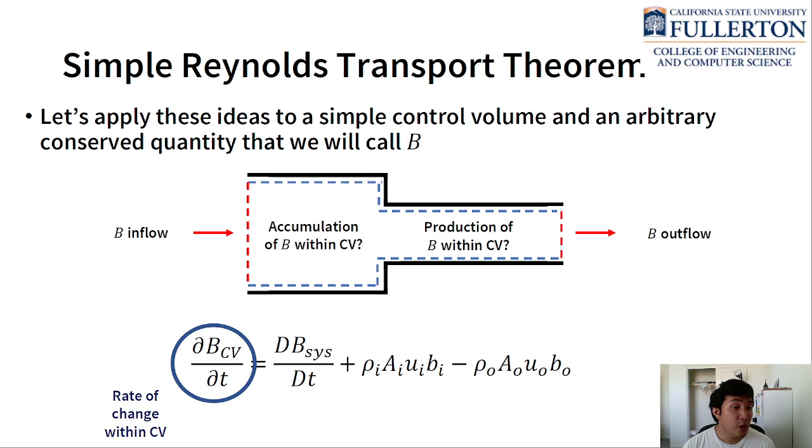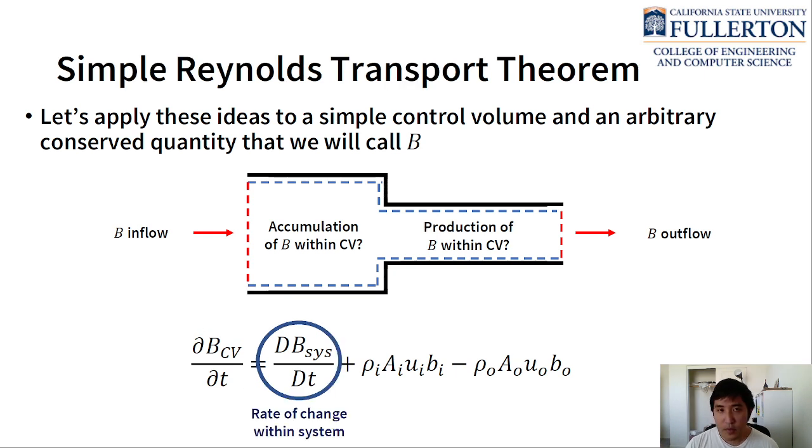Let's start with the accumulation term. The accumulation term is partial BCV, partial t. What this represents is the rate of change of B within the control volume. That's basically what accumulation is: the rate of change of whatever you're putting within that control volume as a function of time.